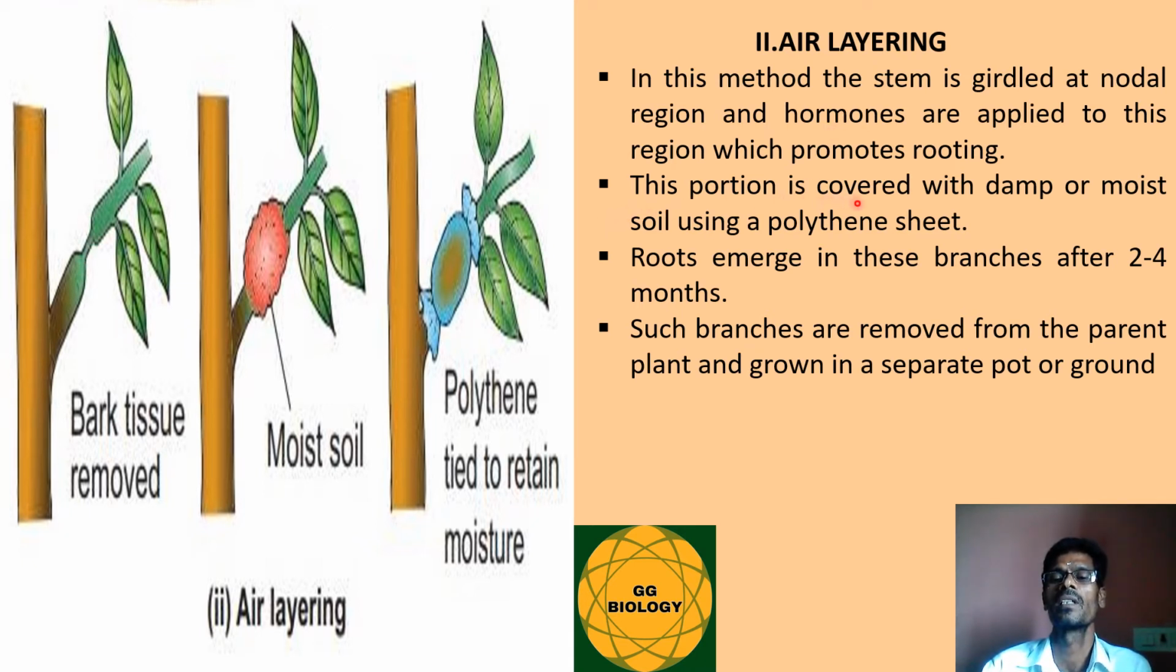So this portion is covered with damp or moist soil using a polythene sheet. Either this is covered by moist soil or by using polythene bags or polythene sheets. Roots emerge in these branches after 2 to 4 months. So from these areas, the roots will emerge after 2 to 4 months. Such branches are removed from the parent plant and grown in a separate pot or ground. Later this area is cut down and they are separately potted, where they can grow into a new young plant. Such a method is called air layering.